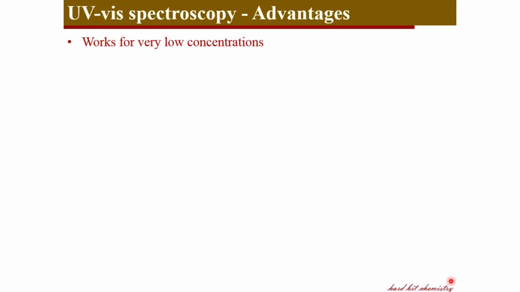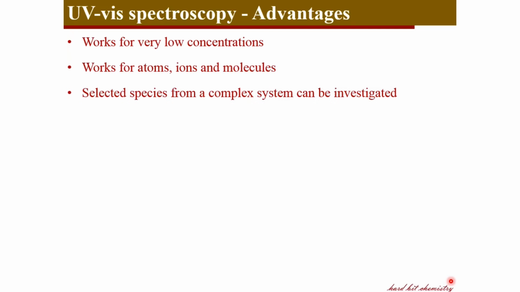For example, for your estimation of iron in the given solution, colorimetry techniques can be used in case volumetry techniques fail because of the concentration limit. It works for any species like atoms, ions and molecules, and you can investigate selected species from a complex mixture of substances because the lambda max value is specific for a given compound. The solvent effect is eliminated because you are mostly using a reference, and the method is almost non-destructive. So in most contexts, you can reuse the substance.